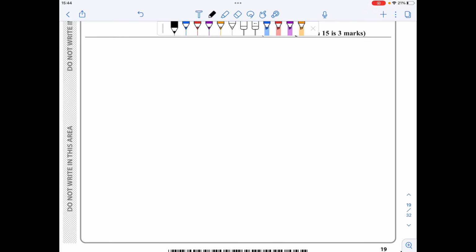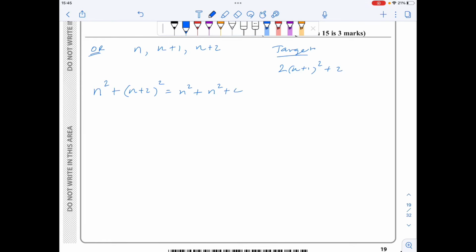Note that if your three consecutive integers were n, n plus 1, n plus 2, then your target becomes 2 times n plus 1 squared plus 2. So when you square the first and the third and you add them, you get n squared plus n plus 2 squared. Expanding will give me n squared plus n squared plus 4n plus 4. If I simplify, I will get 2n squared plus 4n plus 4.